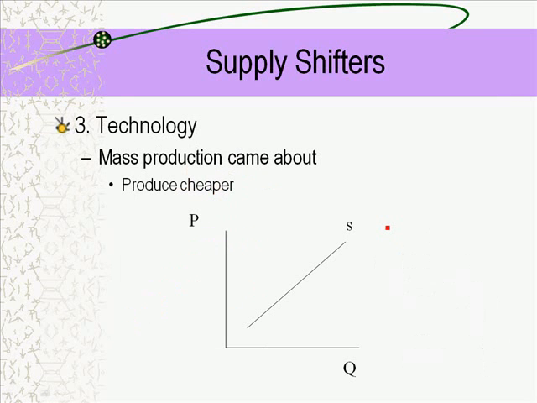Technology. If you think about when mass production came about and they created an assembly line, what that allowed was it allowed them to produce cheaper, and it allowed supply to increase. And usually I don't say we're going to go back in time and take away a technology for the supply to decrease. So for the most part, when we talk about technology use, it's going to end up being a supply increase.